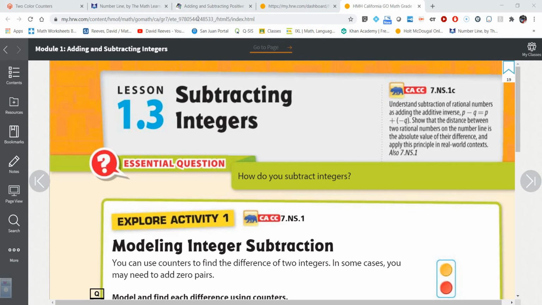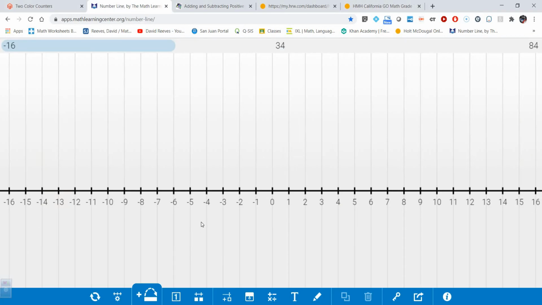And so what I want to do is start on a number line and take a look at addition and subtraction on a number line. Then we'll look at it with counters and some other examples as well. All right, so first of all, on a number line, one of the basic ideas that we need to understand about adding: when you add a positive integer, you go to the right.